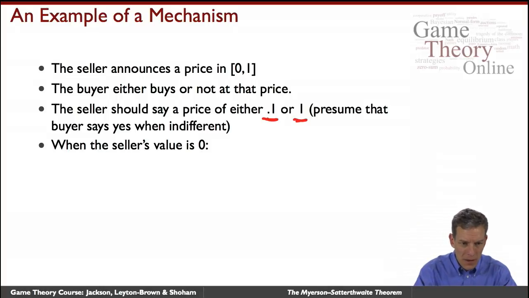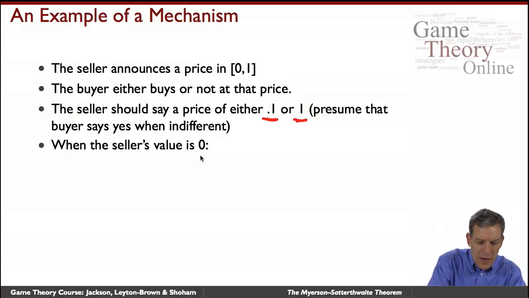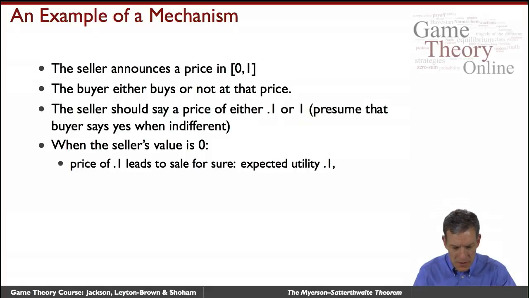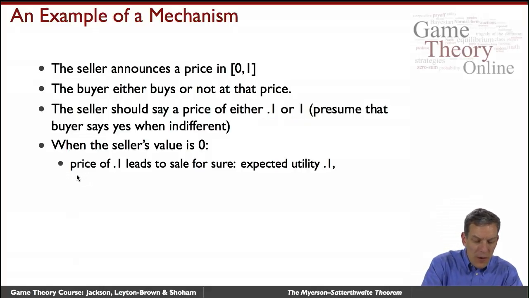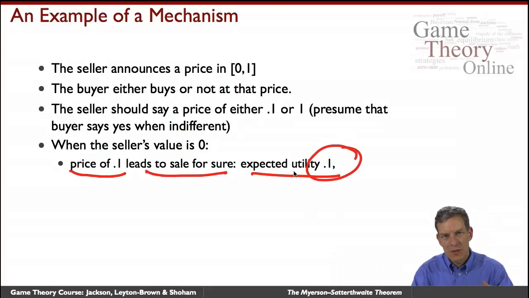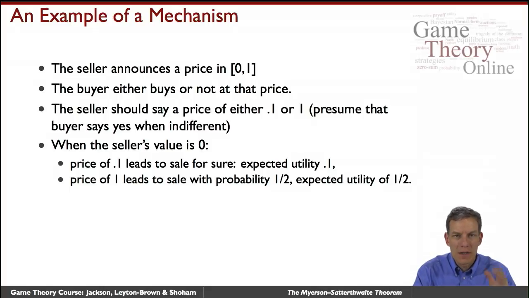Okay, and now when we think about the seller, imagine that the seller actually thinks the car is worthless, but they're the only one who knows that. The buyer is going to show up, and now the seller can post a price. If I post a price of 0.1, that's a sale for sure, expected utility 0.1. So I charge the low price, I'm going to sell to both buyers. Price of 1, I sell at the high price.